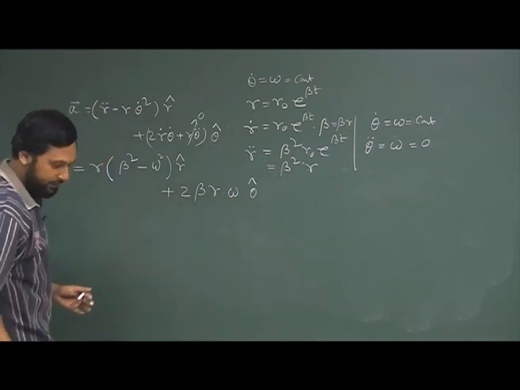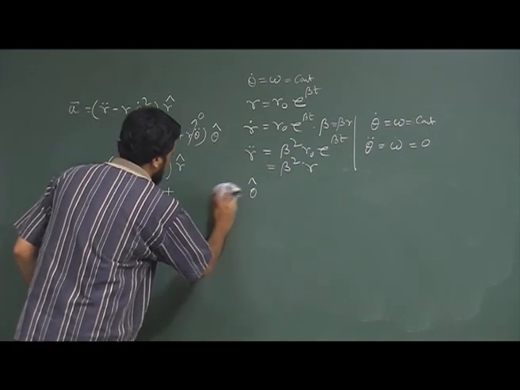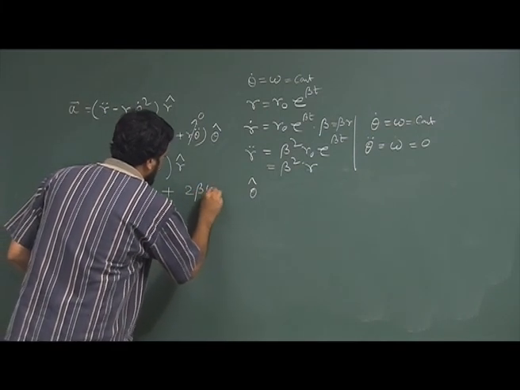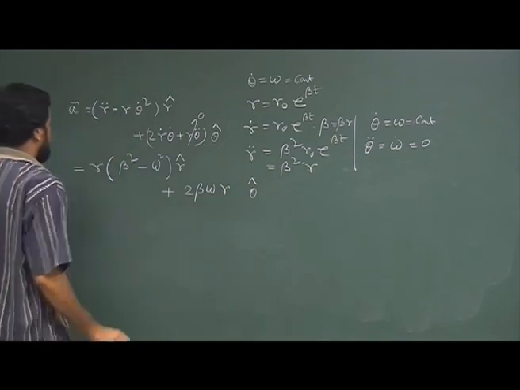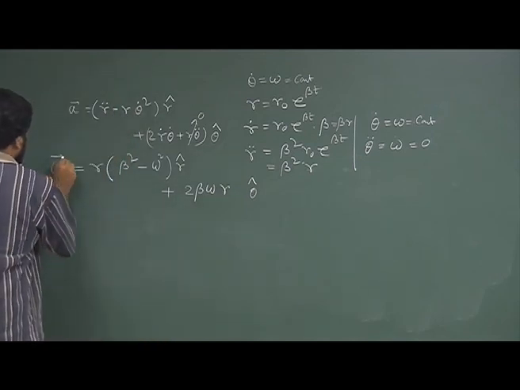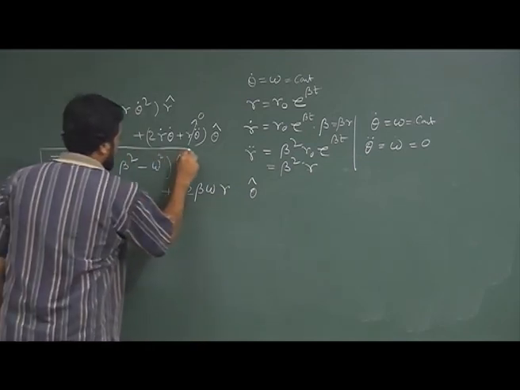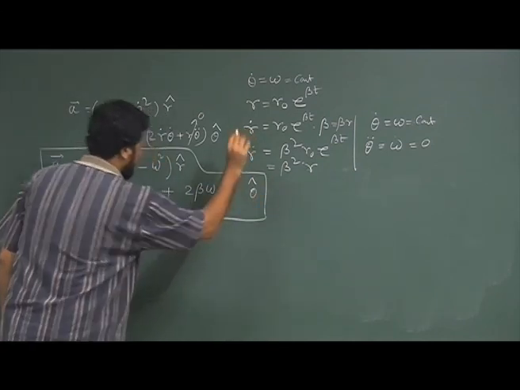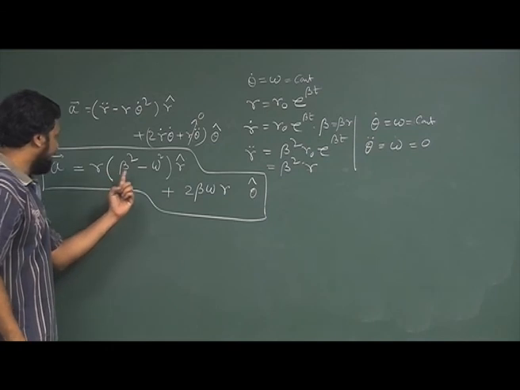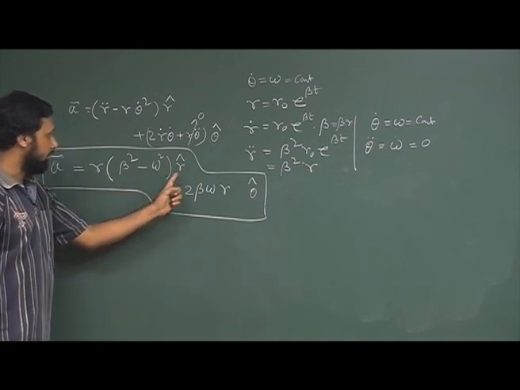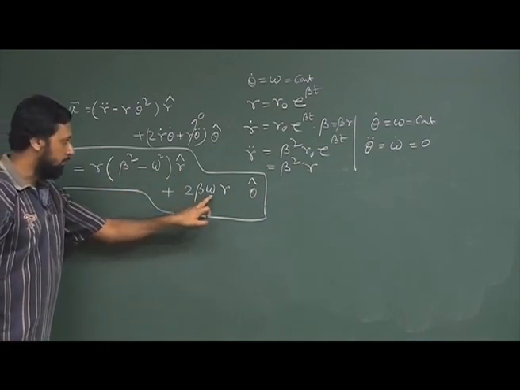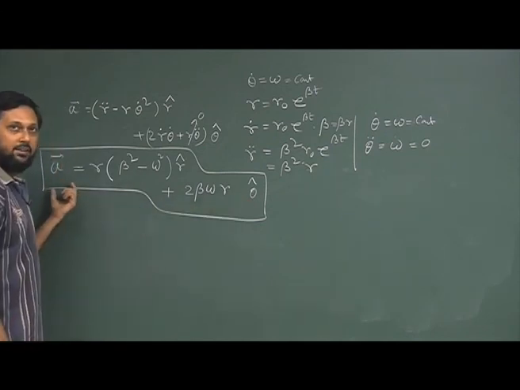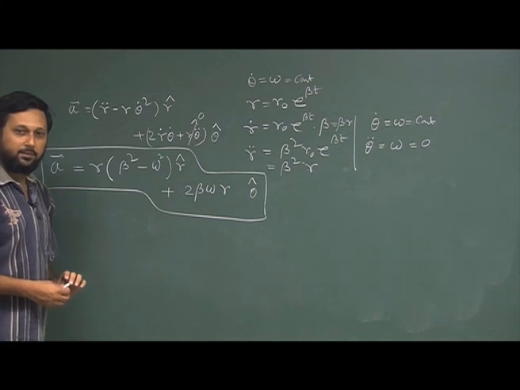So, it is all final. We will just rearrange the second term, bring the constants omega r theta dot. So, we have this as our answer. We have r times (beta square minus omega square) r cap plus 2 beta omega r theta cap. So, this is the final expression for the acceleration A in this particular case. Good.